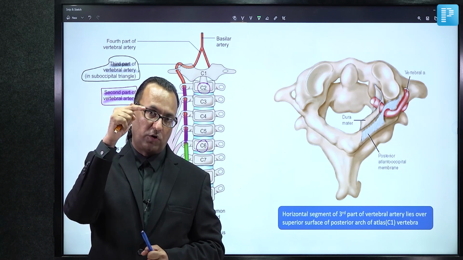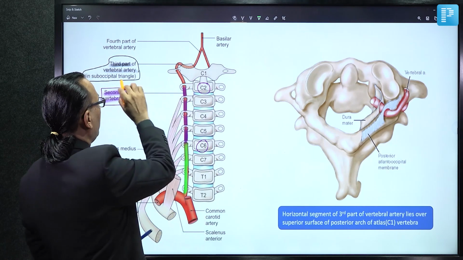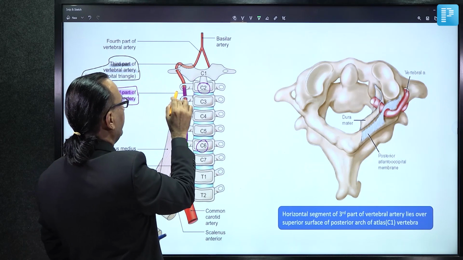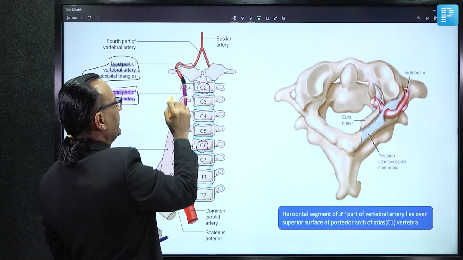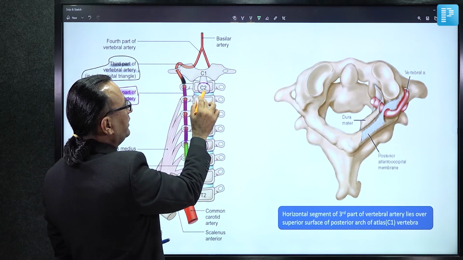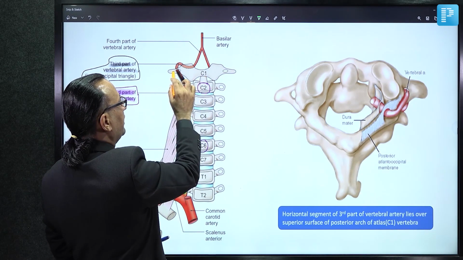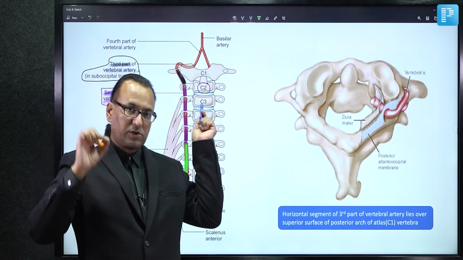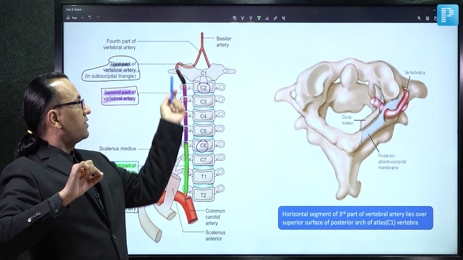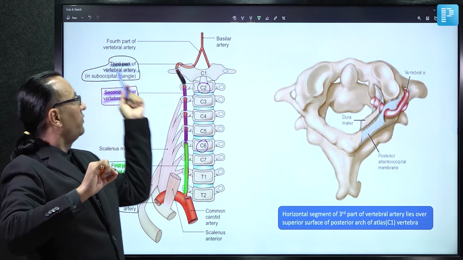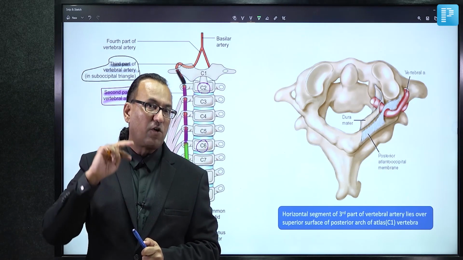and one horizontal segment. The vertical segment of the third part of the vertebral artery starts from the foramen transversarium of C2 vertebra, the axis vertebra, and reaches the foramen transversarium of C1 vertebra, the atlas vertebra. So from the foramen transversarium of C2 to C1, that is the vertical part of the third part of the vertebral artery, and then there is a horizontal segment.